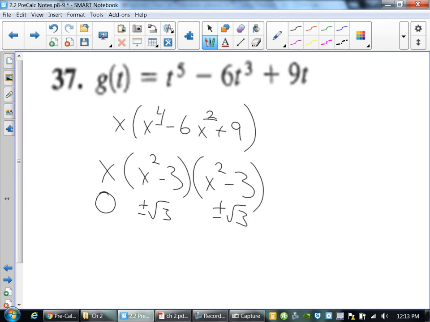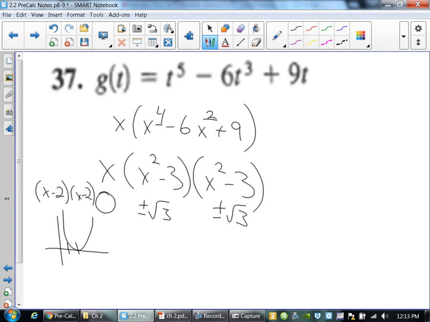Do you guys remember that those are called repeated zeros? I think the book called them, what do they call them? Multiplicity. Means there's multiple zeros. So there is a multiplicity of 2 at plus root 3 and negative root 3. That means it's touching it there. It's kind of like the idea where if it was x minus 2 squared, your graph would be touching at positive 2. Those are just touching at plus or minus root 3. That's what that means. Okay.